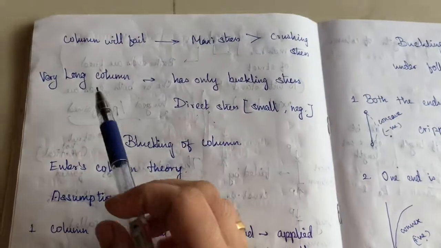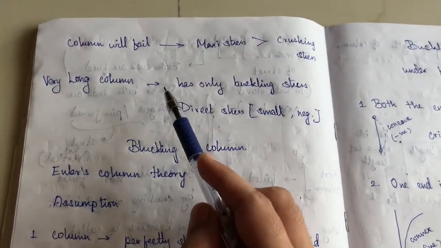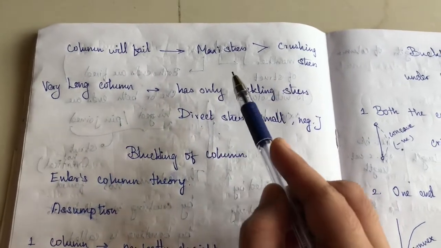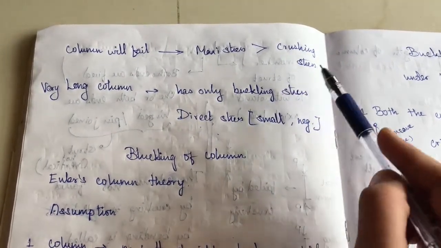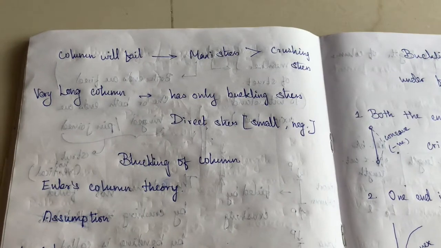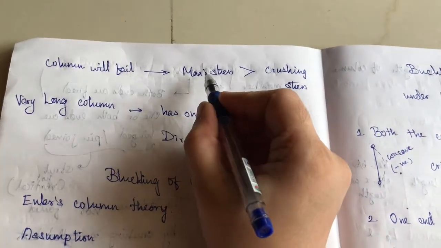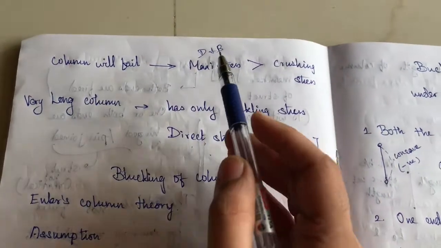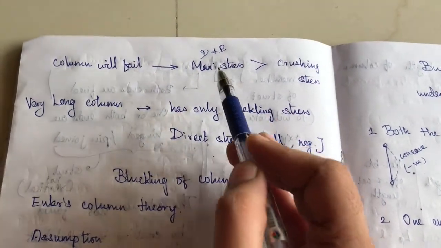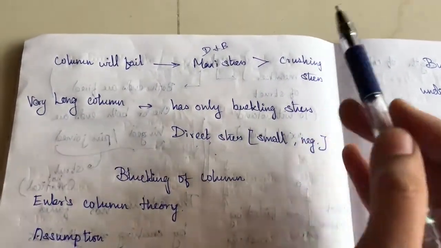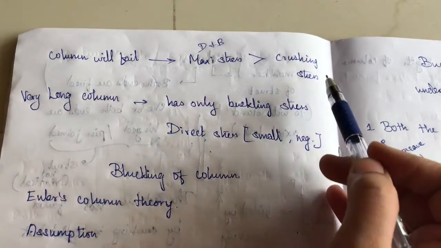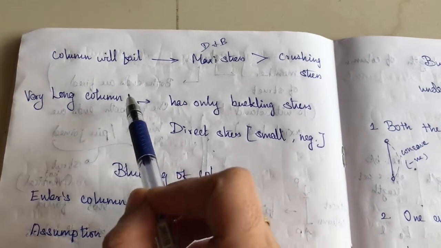Next one, the column will fail when the maximum stress is greater than the crushing stress. We know the maximum stress is nothing but direct plus bending, right? So if you add them both and it is greater than the crushing stress, the column will tend to fail. So we can easily identify the column as a failure there.